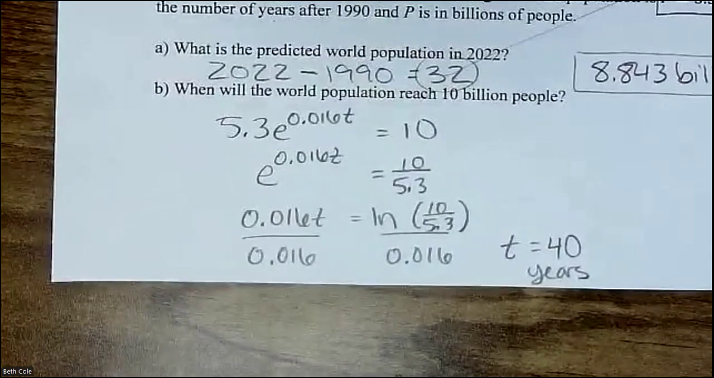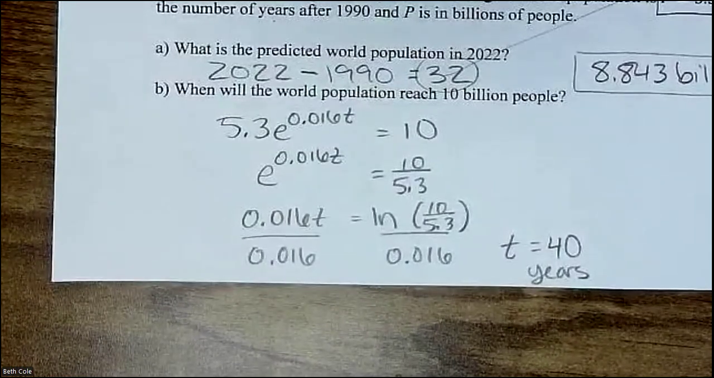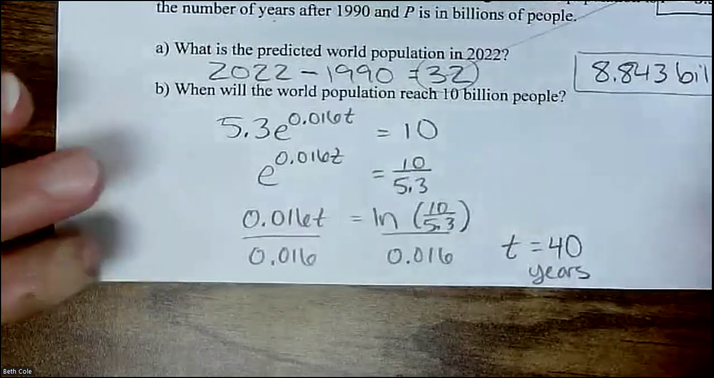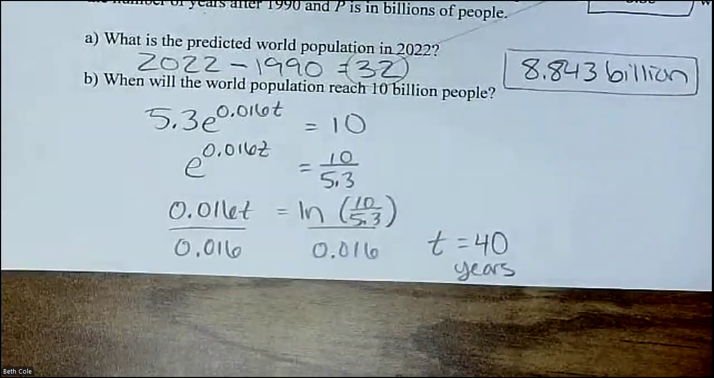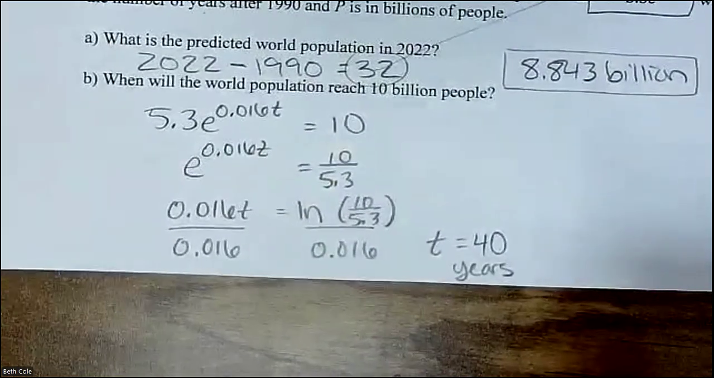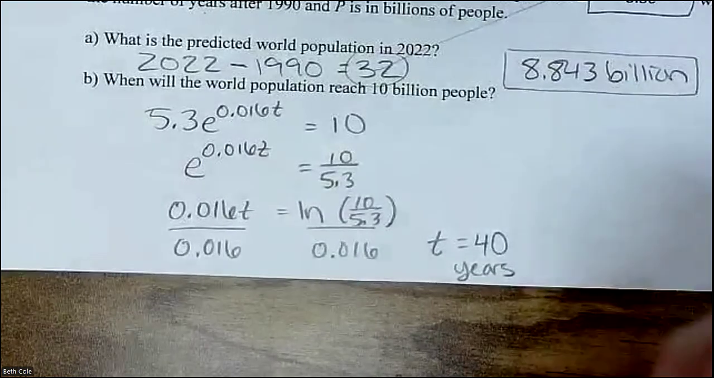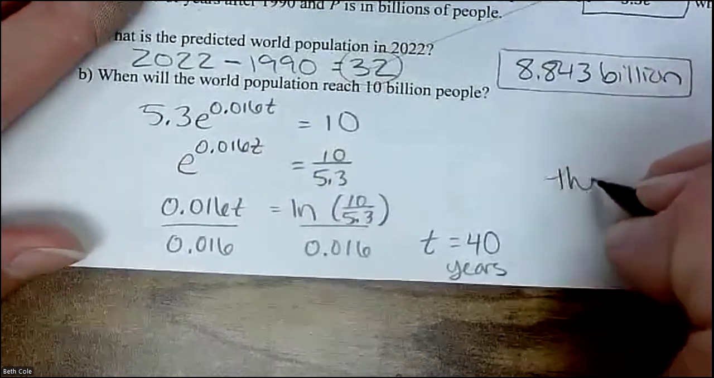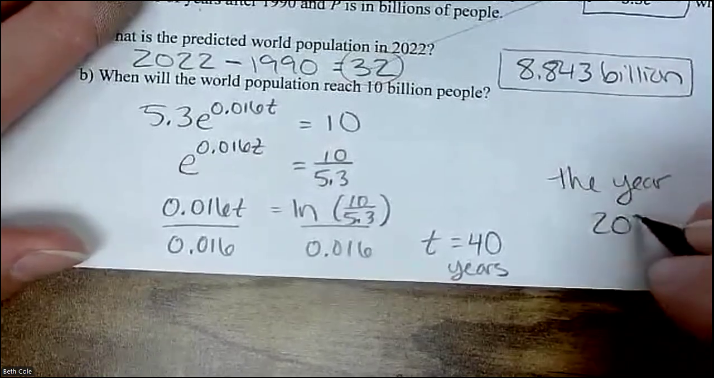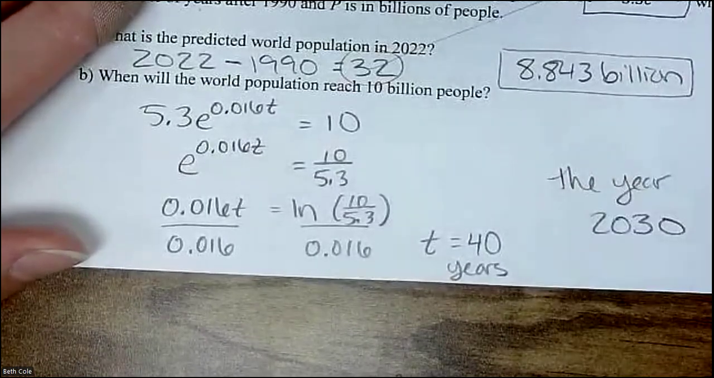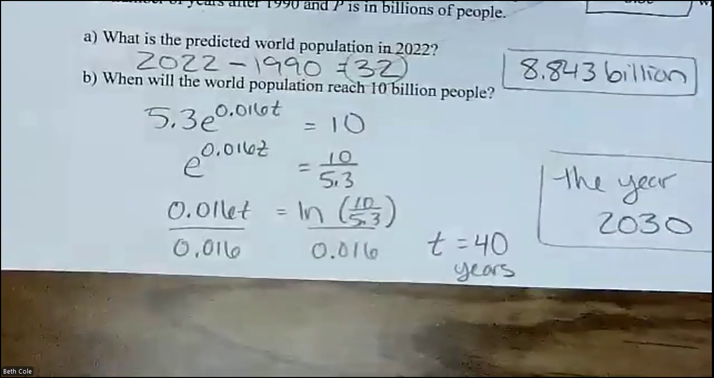So we want, in what year will the population hit 10 billion? How could we get that like final answer? Yeah, good. 1990 plus 40. So that's going to be in the year what? 2030, which is not very long from now.